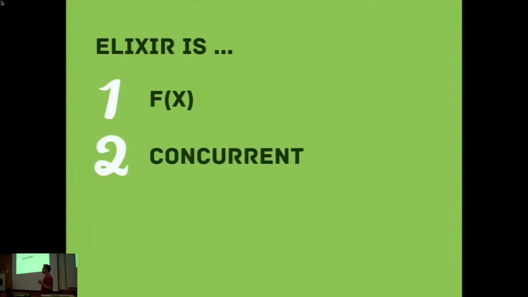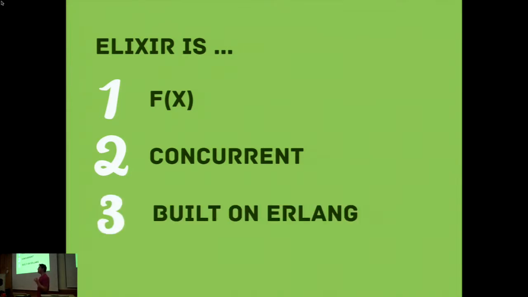Elixir is a concurrency-oriented programming language. As you will see later, the main concurrency primitive in Elixir is the process. Elixir runs on the Erlang virtual machine. This gives Elixir programmers complete access to the Erlang ecosystem. This means that your Elixir program can use any Erlang library.